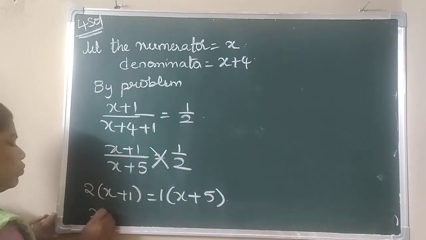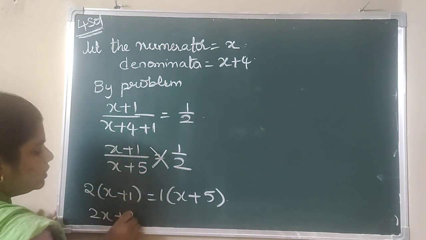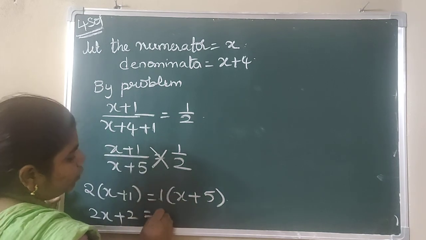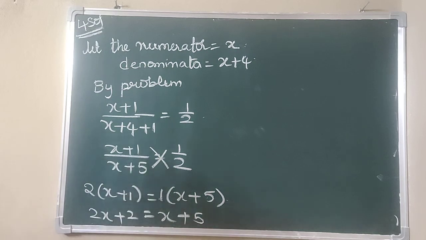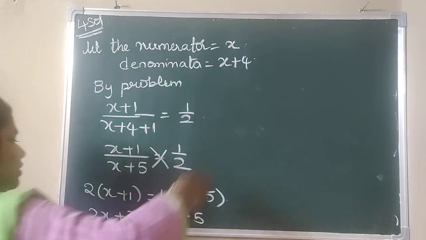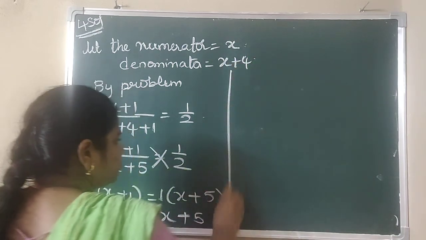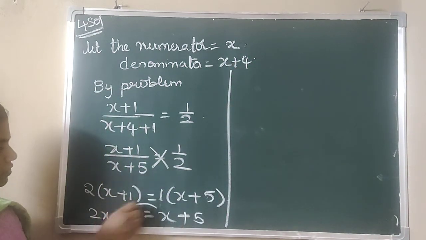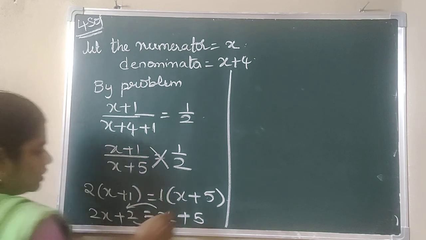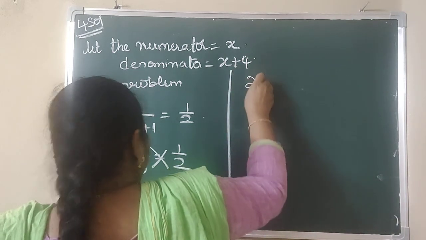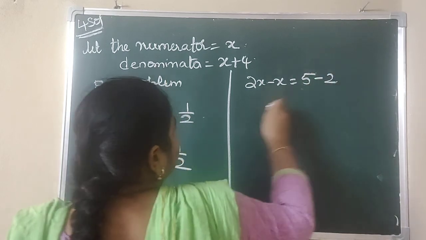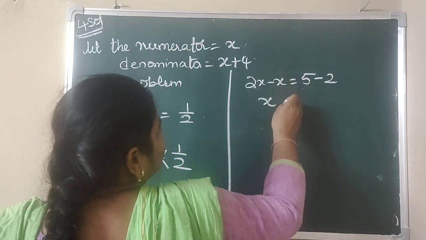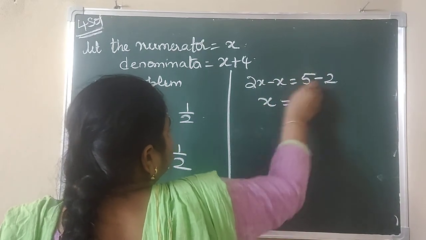2 into x is 2x plus 2 into 1 is 2, is equal to 1 into x is x plus 1 into 5 is 5. Transpose all the terms. You bring all the variables to one side and constants to the other side. So here I am bringing this x to this side and plus 2 I am taking to the other side. So it will be 2x minus x is equal to 5 minus 2. So 2x minus x is x. 5 minus 2 is 3.